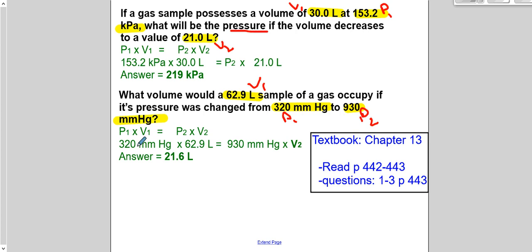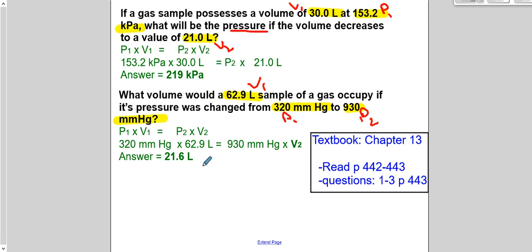So P1 was 320 millimeters of mercury. The first volume that was associated with it was 62.9 liters. These two cases happen together. The new reality is that I'm going to have 930 millimeters of mercury, and I want to find the new volume, so that's my unknown. I have millimeters of mercury on both sides. That's important. We have to check that. Again, if one of them was not the same, I'd have to change at least one side so that they were the same. Because this side has liters, my volume will come out in liters. So I'm going to go 320 times 62.9 divided by 930. That gives me an answer of 21.6 liters.